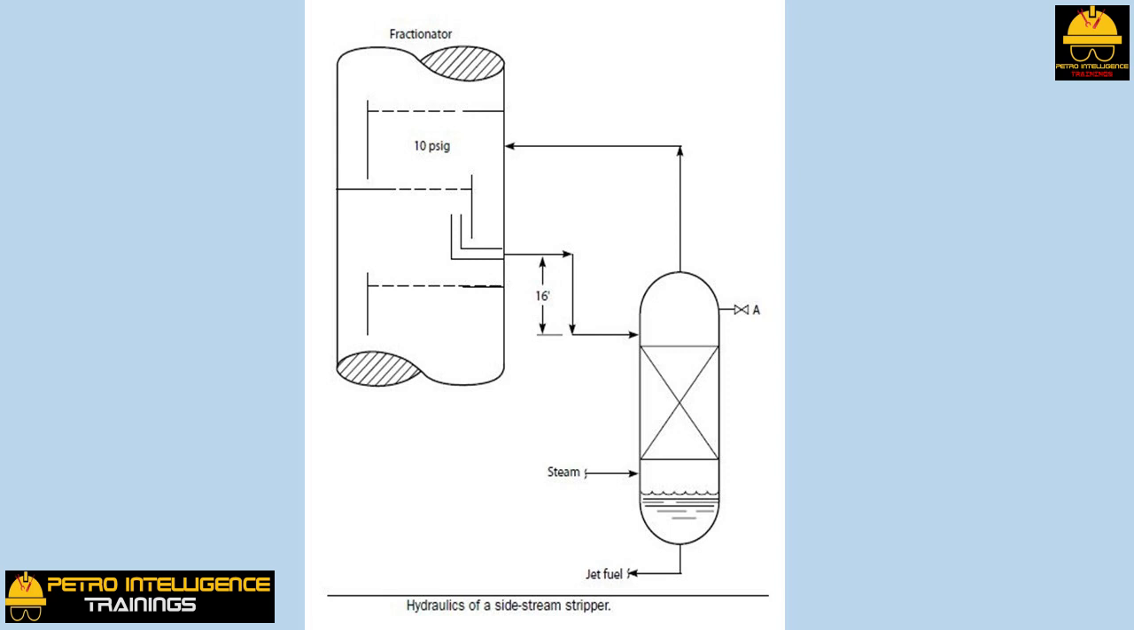Sometimes the cheapest way to correct a hydraulic problem on a side stream stripper is to pump the product into the stripper. But leaving the pressure in the stripper high will reduce stripping efficiency.